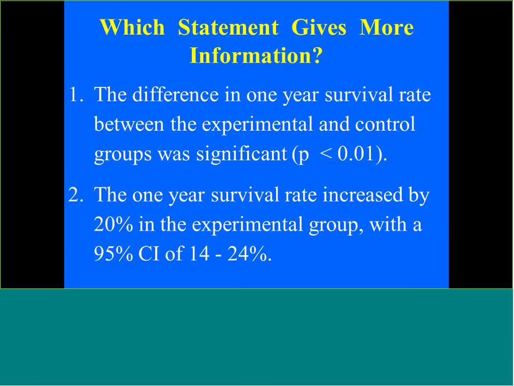So in the second statement here, we have the 1-year survival rate increased by 20% in the experimental group with a 95% confidence interval of 14 to 24%. Okay, so I could still put the p-value in that statement, but now I actually know what their survival rate is, that it increased by 20%. And I know that I'm 95% confident that the true range is between 14 to 24. So I think my best guess is that it's 20%, but it could be as low as 14. It could be as high as 24%. And I'm 95% confident that the true number is in that range. Okay, so that gives you a little bit more information, the second statement, than the first statement.